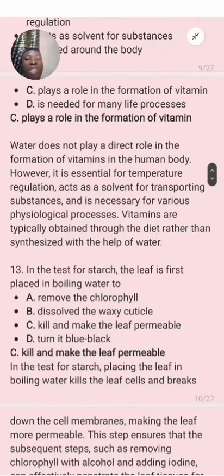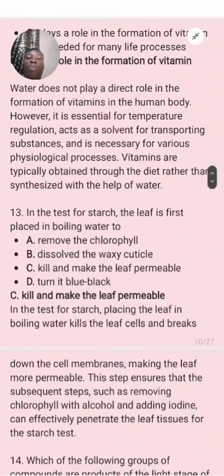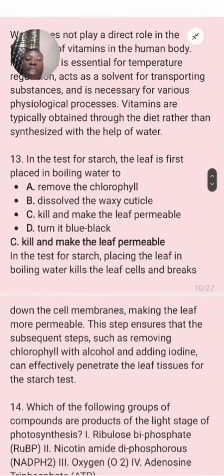Then you can put it in ethanol or alcohol to remove the chlorophyll too. Then you can put it in warm water before you begin to add the iodine to it, and then you may have your blue-black color. So that is that.